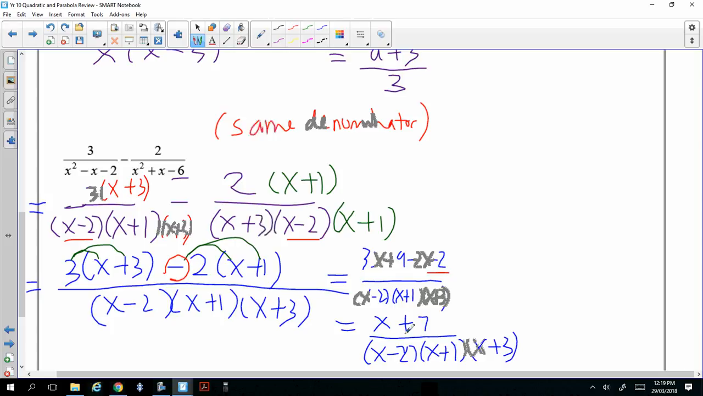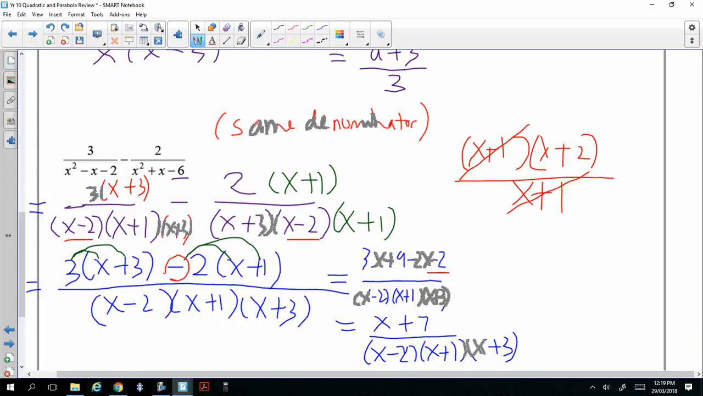Cancel here? No, you can't. You can only cancel if it's like this, x plus 1, x plus 2 over something, then you can cancel. But if I've got x plus 1 plus x plus 2, you cannot cancel. So you can only cancel when there's a times in between. You can't cancel like this, and if you cancel, that will be wrong. You have to expand and collect like terms. Okay?